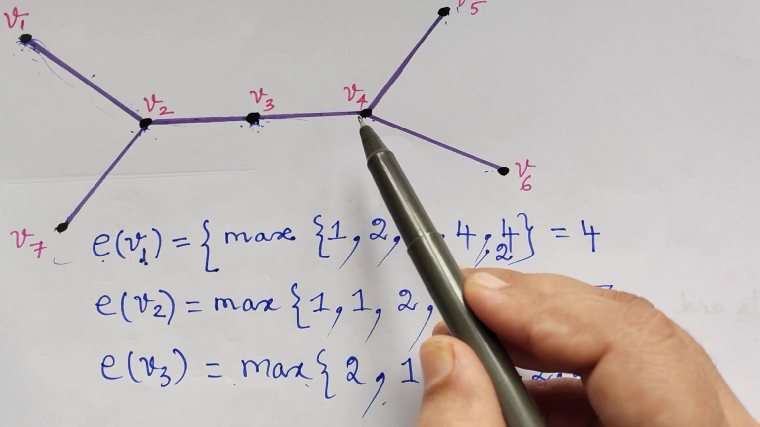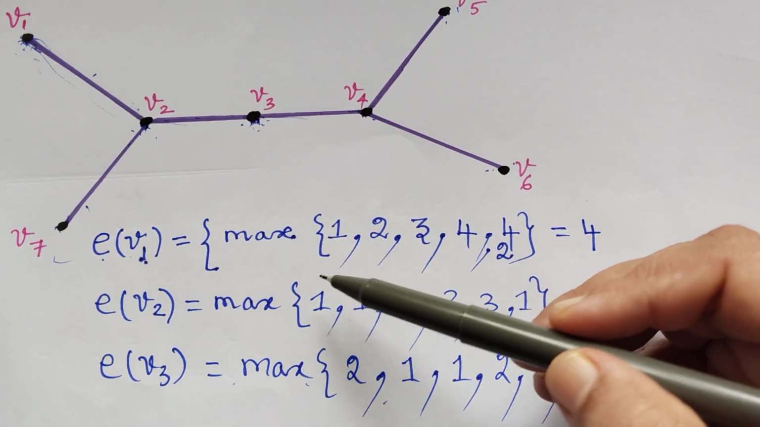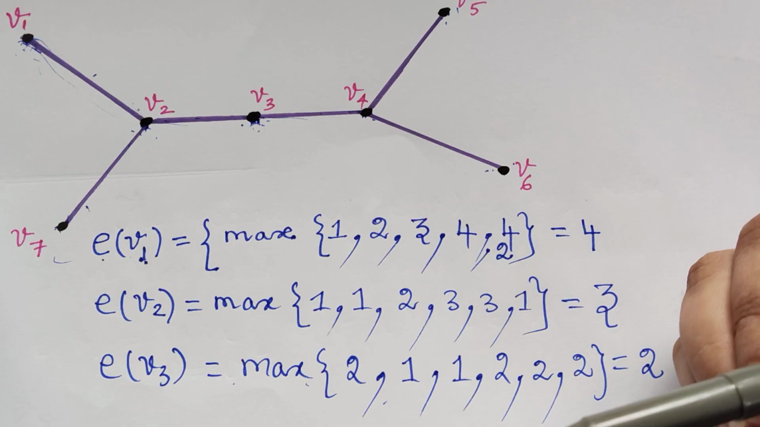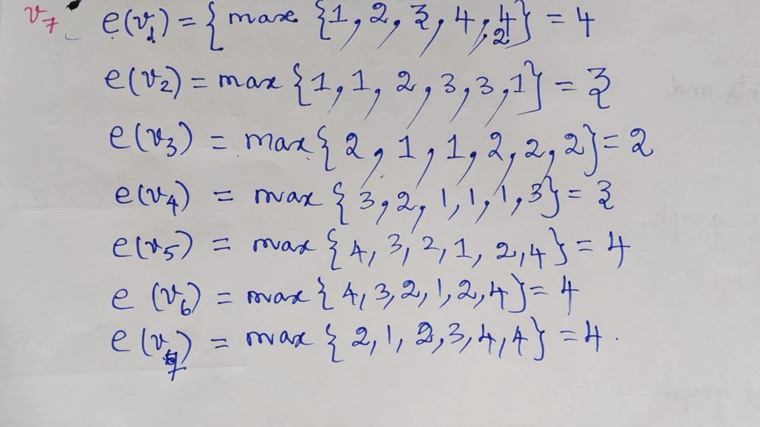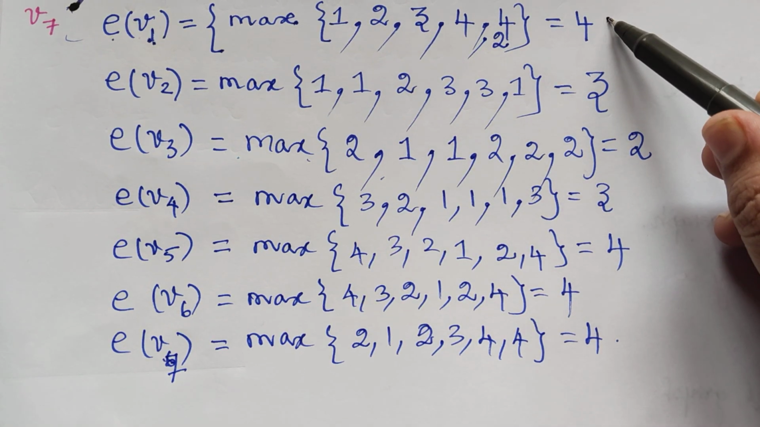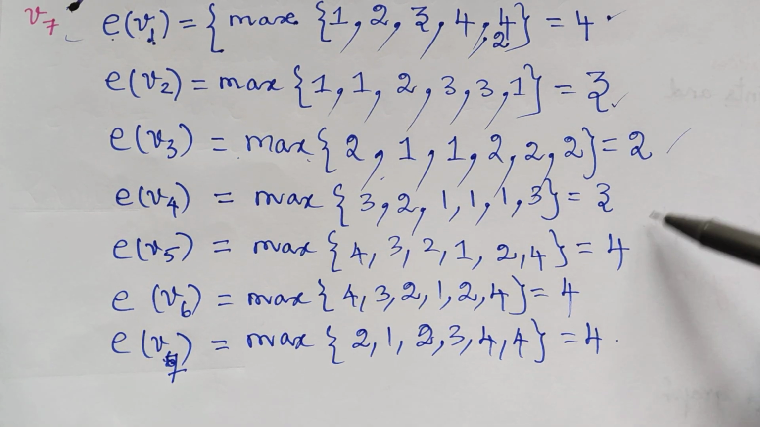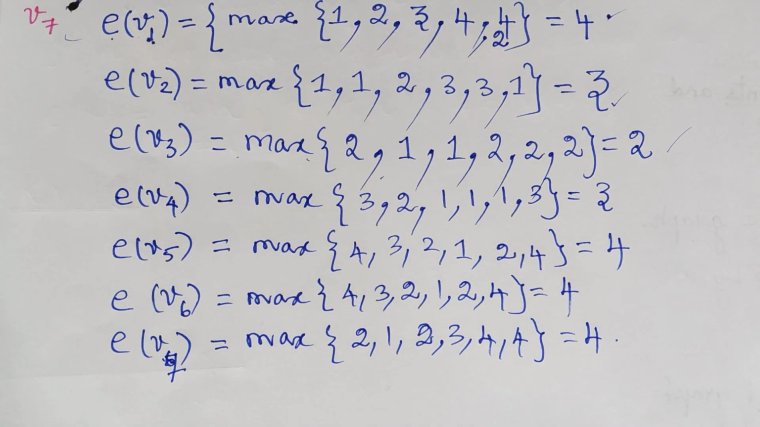In a similar manner, we find the eccentricity of V4, V5, V6 and V7. I have calculated the eccentricity of the remaining vertices in the same way. You can do it by yourself and check. So these are the eccentricities of each of the vertices of this graph G.